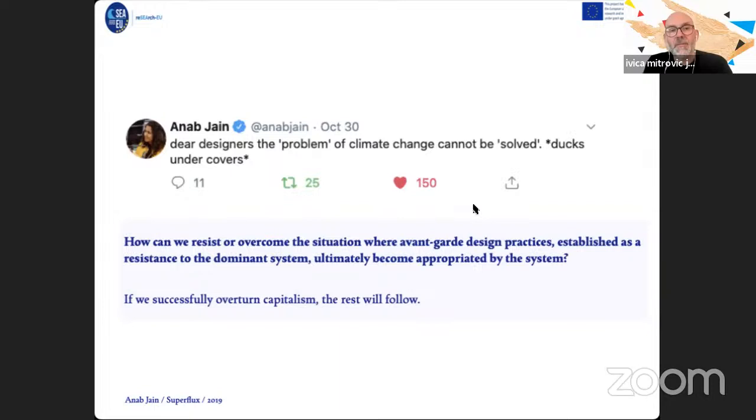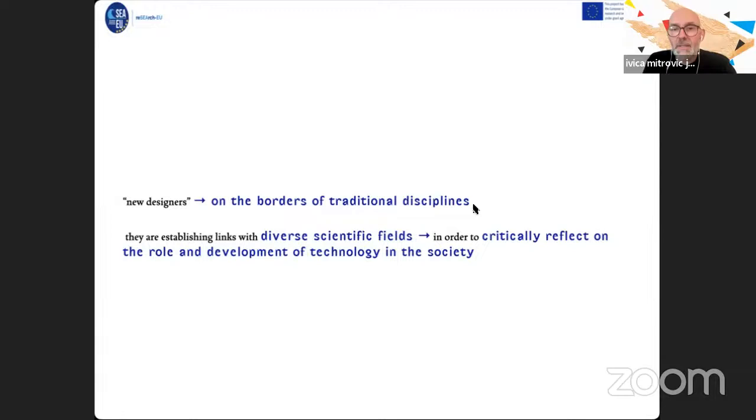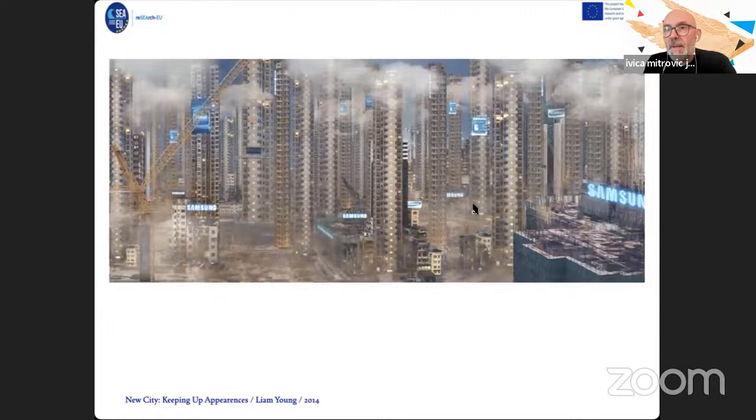However, as a reaction, designers started to practice different approaches to design, moving from the dominant perception and conventional design practices to rethinking the role of technology in our everyday lives, focusing not on the applications of technology, but on the implications of technology.